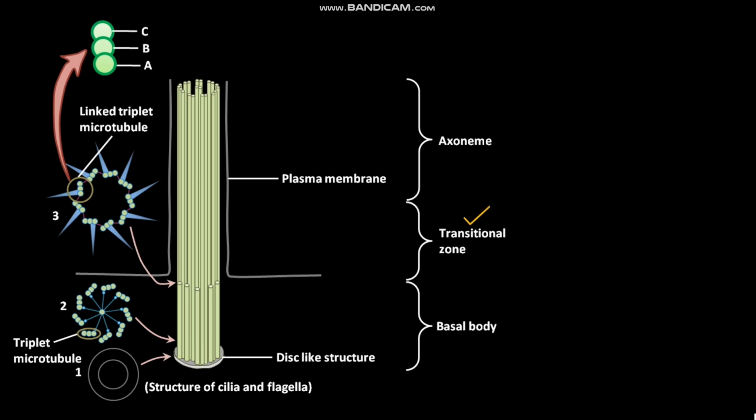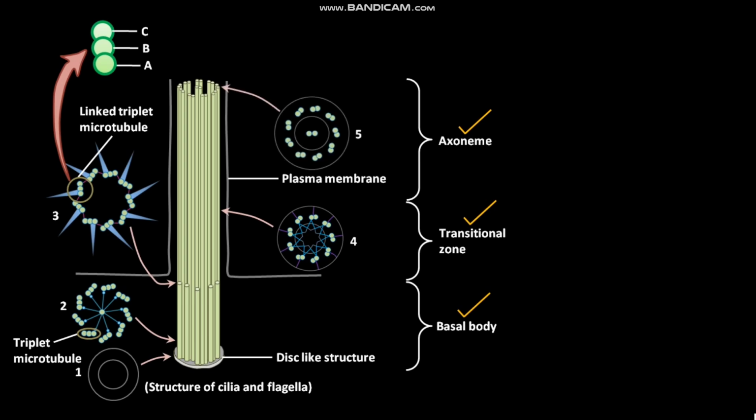The transitional zone is present between the basal body and axoneme. If we take the transverse section of transitional zone, then it will look like this. If we take the transverse section of axoneme, then it will look like this. Axoneme is the membrane-bound core of both cilium and flagellum.